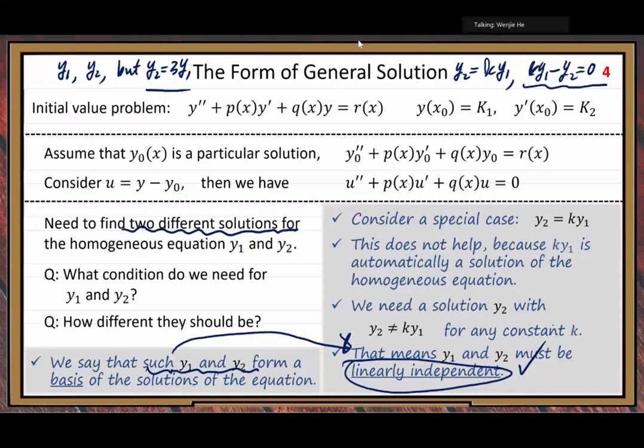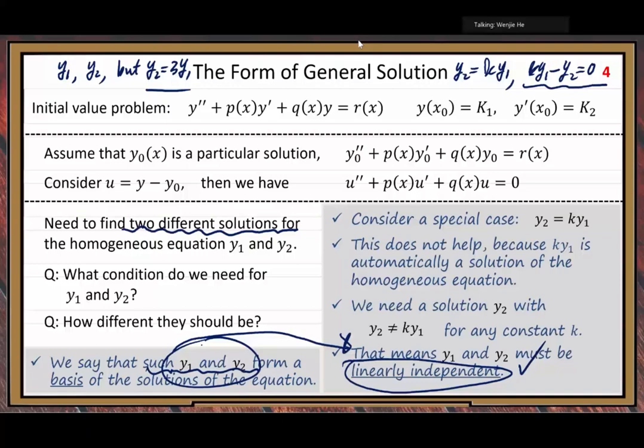It can be proved. Okay? In this class, we won't prove it. I just give you the result. When we write our general solution as a linear combination of y1, y2, but y1, y2 must be linearly independent, then we cover all possible solutions of the original homogeneous ODE. That's why it's important, right? So that's why this concept, linear independence, is important.